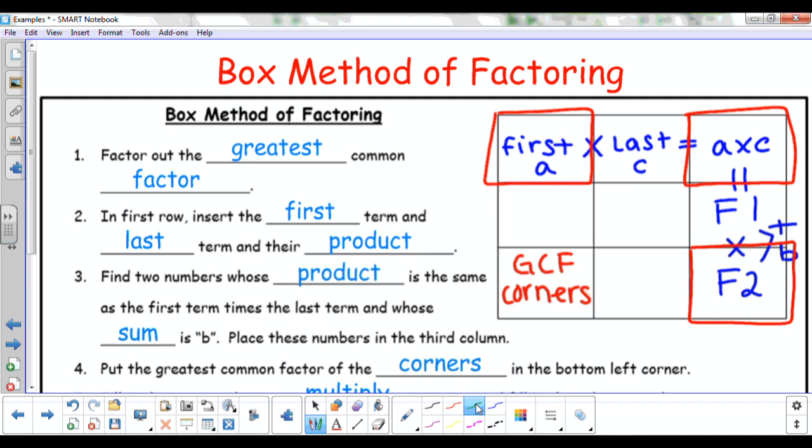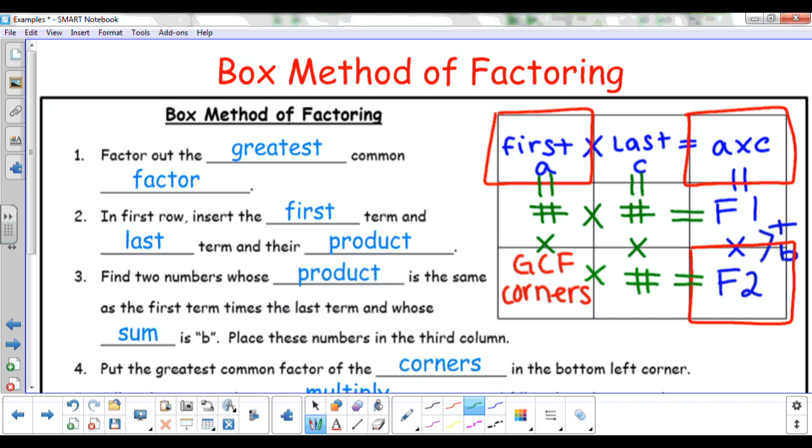Now to finish up, you are going to multiply all of the columns upward and all of the rows across. So for my corner, I'm going to be multiplying up by some number, and it's going to give me that first term. I'm going to go back to my corner, and it's going to multiply across to give me one of my factors. And then I'm going to also multiply upward to give me my last term, and then that same number has to be able to multiply across to give me my remaining factor.